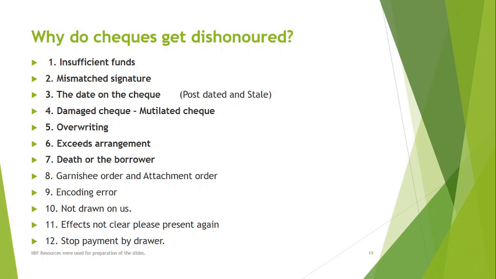Okay. The last point for check dishonor is stop payment by drawer. The drawer, the person who is issuing this check, can stop the payment anytime they want. Let's say we entered into a transaction. I'm a seller, you are a buyer. I'm selling you an online course and you are buying an online course from me. So you have made your payment in the form of a check.